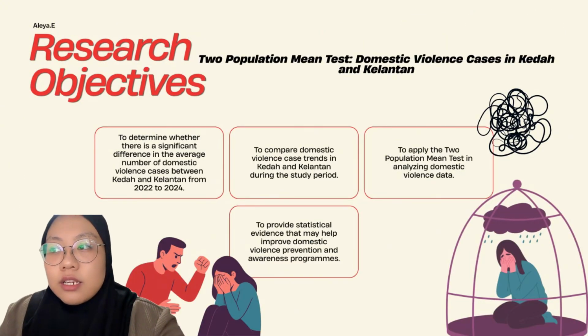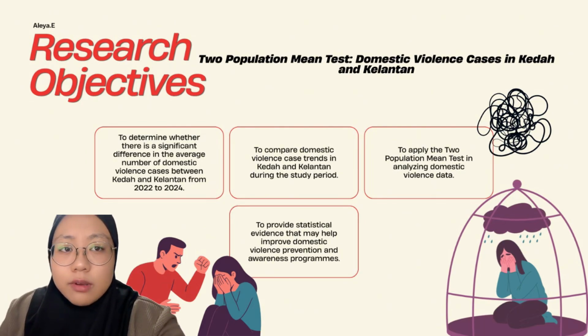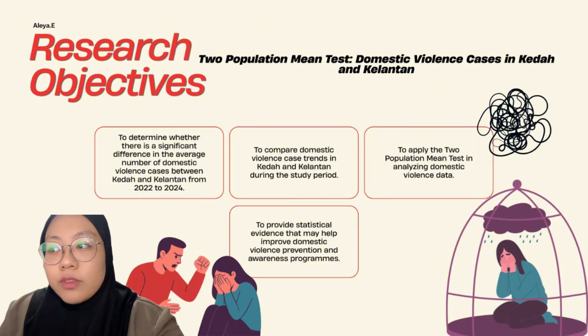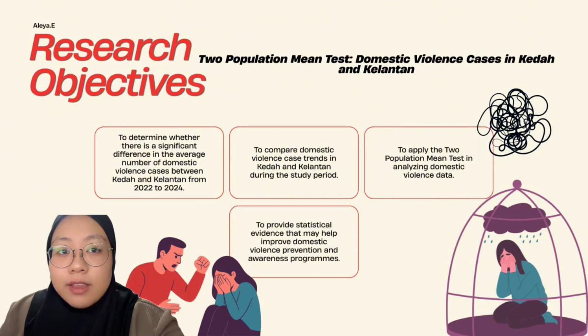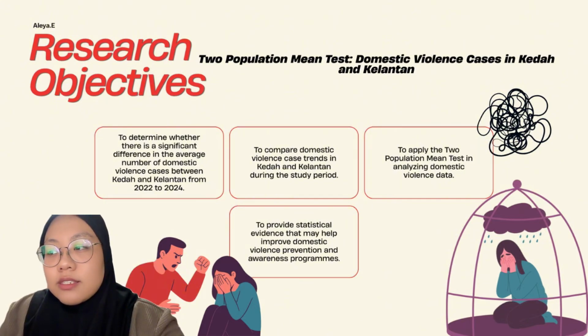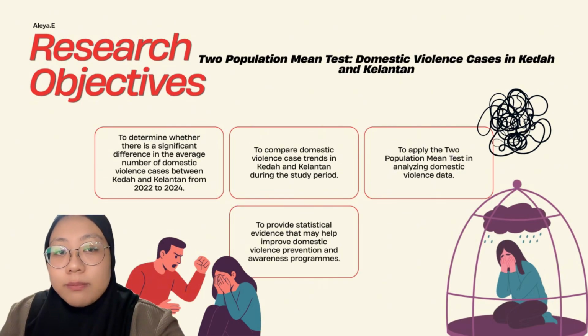Next is the research objective. The objective of this study is to determine whether there is a significant difference in the average number of domestic violence cases between Kedah and Kelantan from 2022 to 2024. Next is to compare domestic violence case trends in both states. Next, to apply the two population mean test in analyzing domestic violence data. And next, to provide statistical evidence that may help improve domestic violence prevention and awareness programs.